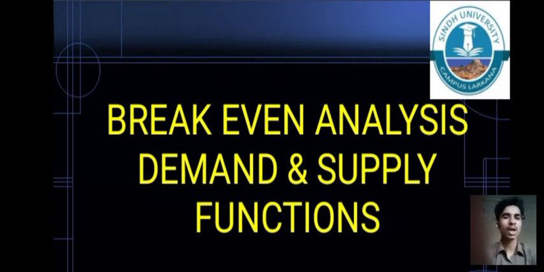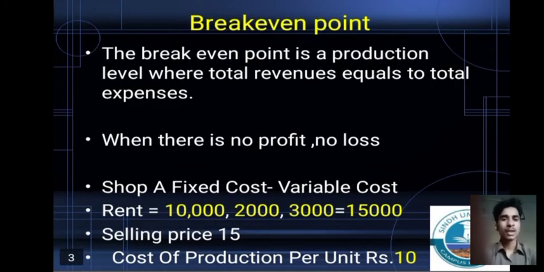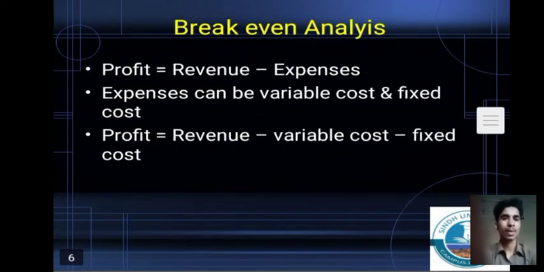Number second topic: break-even analysis, demand and supply function. The break-even point is a production level where total revenue is equal to total expenses, when there is no profit and no loss. Break-even analysis: profit equals revenue subtraction expenses. Expenses can be variable cost and fixed cost. Profit equals revenue subtraction variable cost subtraction fixed cost.